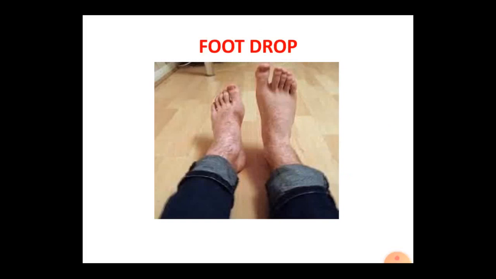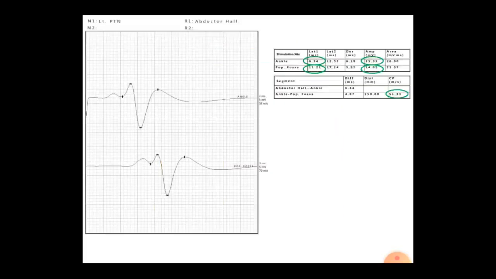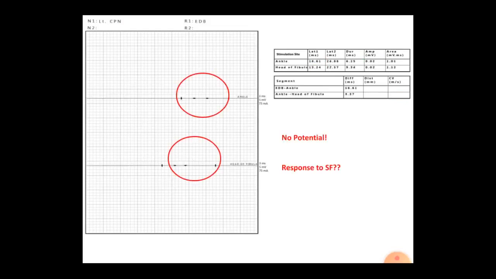Now foot drop. Here you can see in one foot the dorsiflexion is lacking. So let us see the report. Here you can see this report is for the posterior tibial nerve, recorded from which muscle? Abductor hallucis muscle. Here you can see that the latency, amplitude and velocity, all these findings are normal. Now let us go for the peroneal. So this is the report for the left common peroneal nerve, recorded from extensor digitorum brevis.